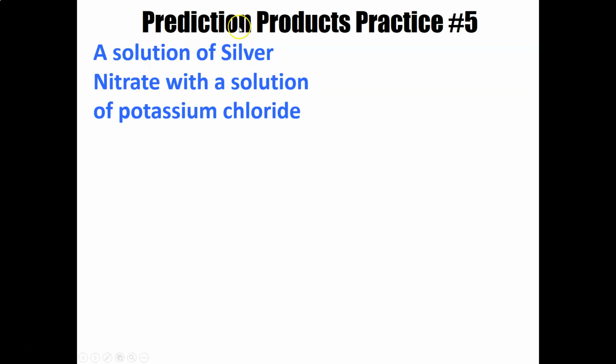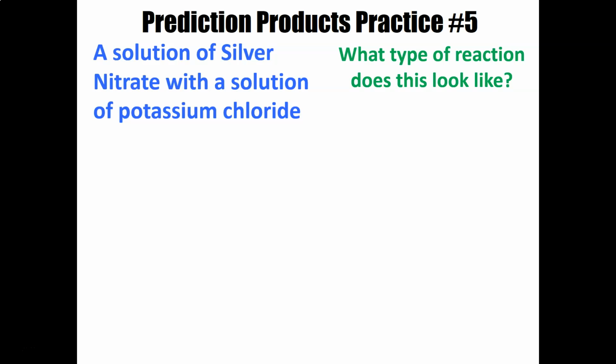All right, so silver is a +1 and nitrate is a -1. Potassium is a +1 and chloride is a -1. It's going to be a double replacement, isn't it? I have 2 ionic compounds. That's going to be double replacement.